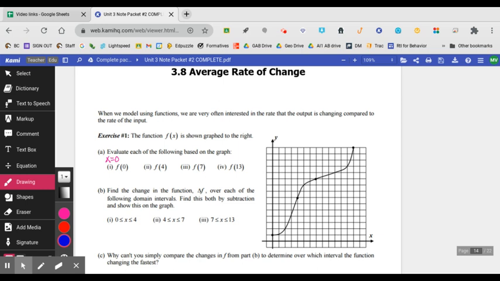Today we're going to talk about the average rate of change. So the average rate of change is the change in y over the change in x over a designated period.